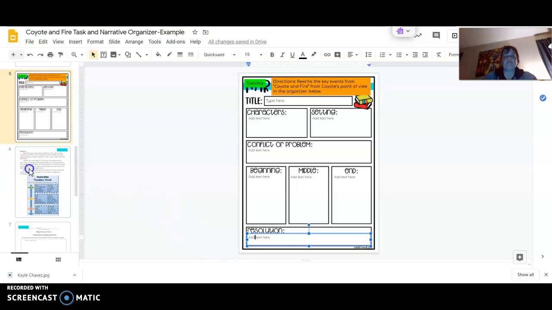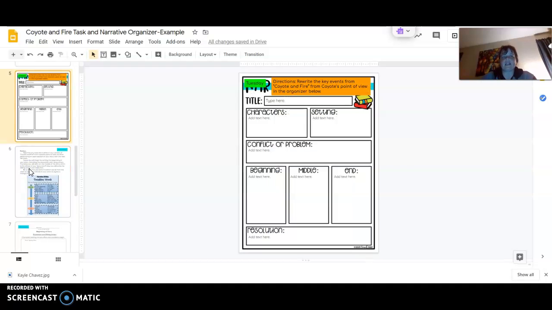You're not moving on to tomorrow's because tomorrow it says Wednesday and today is Tuesday. So you're just doing this organizer. All right, learners, really the big key here is for you to be the coyote. You are the coyote in this story. How would you write this now that you are the coyote? How would the story be different? Happy writing.